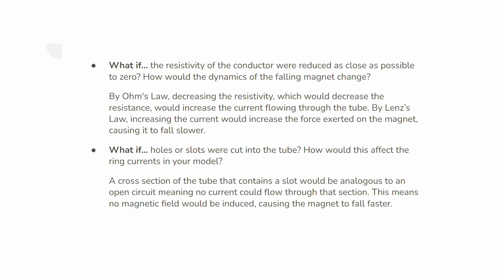And then what if holes or slots were cut into the tube? How would this affect the ring of currents in your model? A cross-section of the tube that contains a slot would be analogous to an open circuit, meaning no current could flow through that section. This means no magnetic field would be induced, causing the magnet to fall faster.